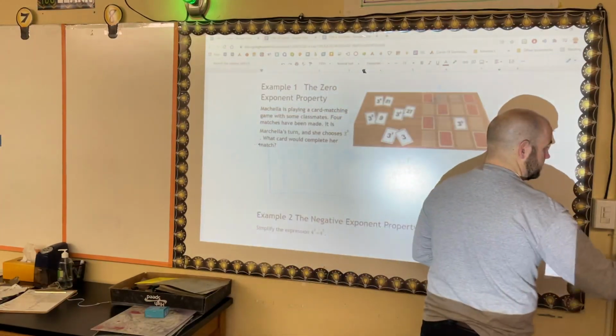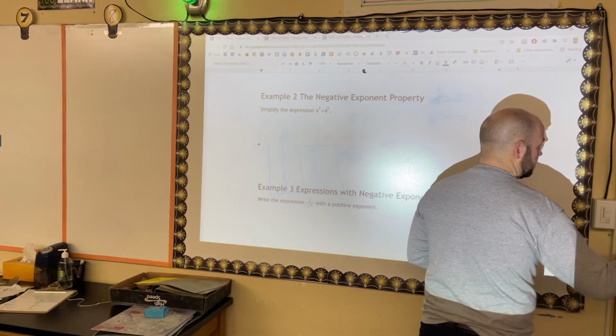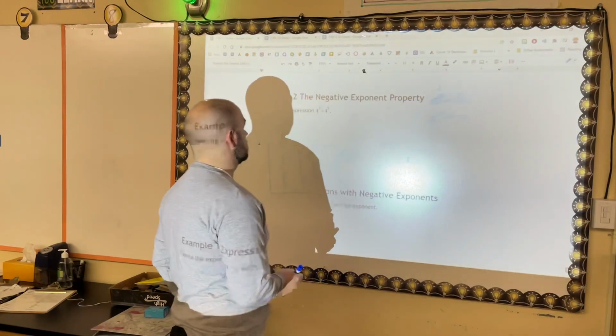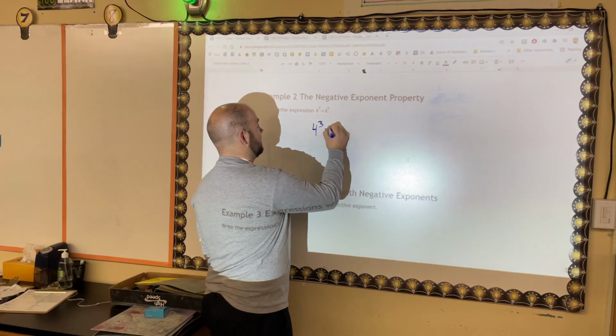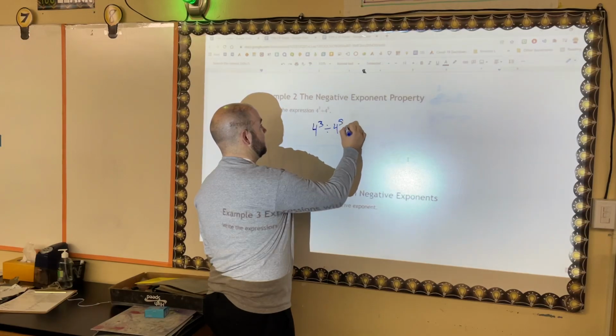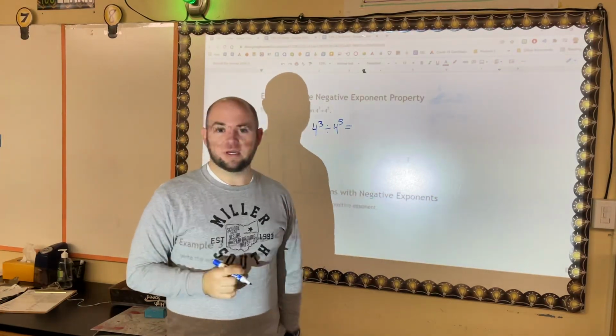Simple one there. Number 2, negative exponent property. Simplify the expression. So if I've got 4 to the 3rd divided by 4 to the 5th, I can, hold on you guys, I'm recording.